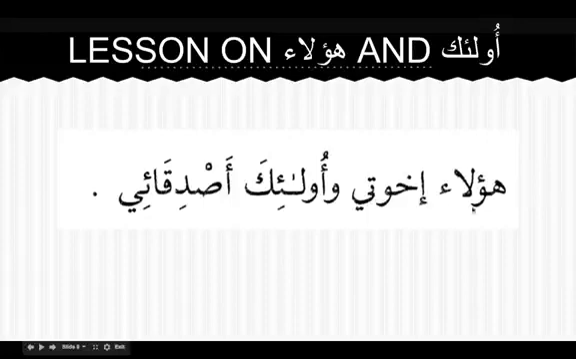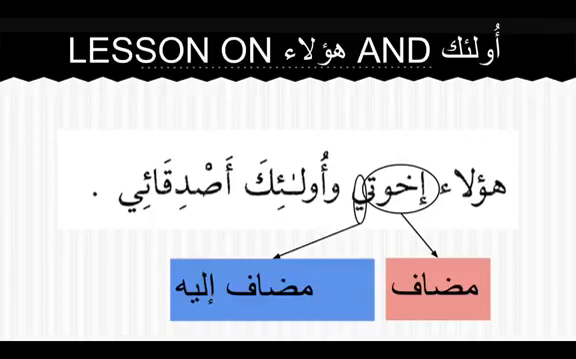Let's do some sentences inshallah. هؤلاء إخوتي. إخوتي is a combination of مضاف and مضاف إليه. هؤلاء is مبتدأ, and for the jam'u we'll use, if you want to translate, are. So these are my brothers. So إخوة is مضاف and ياء المتكلم is مضاف إليه. وأولئك, and those.